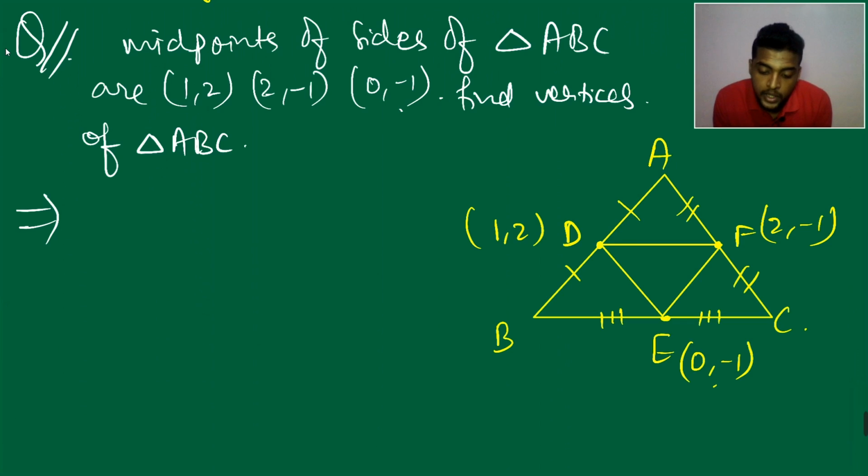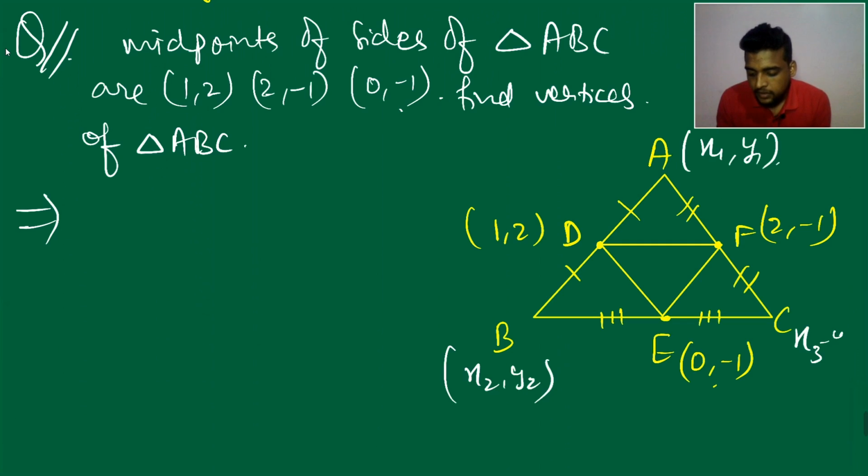No. Okay, everyone, what do we have to find? We have to find not the midpoints, but the vertices of triangle ABC, right? How can we find the vertices of triangle ABC? Suppose these vertices are (x1, y1), (x2, y2), (x3, y3). Any problem? No. So we assume all the vertices which we have to find.